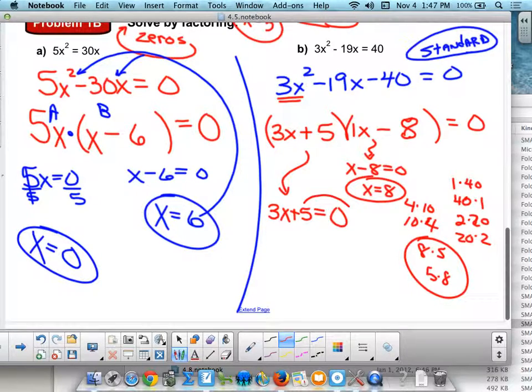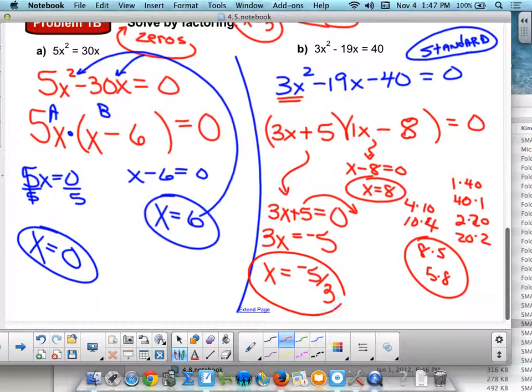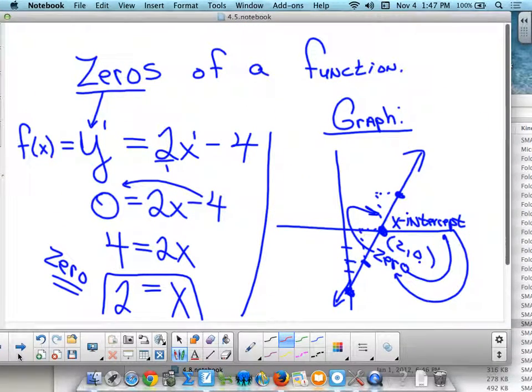Minus 5. 3x equals negative 5. Divided by 3. Negative 5/3. So what are the two solutions or two zeros? 8 and negative 5/3. Good? Golden. The 3 steps are, ready? Say it. Put it in standard form, factor, solve. Factor it. Solve it. Good. Next page.